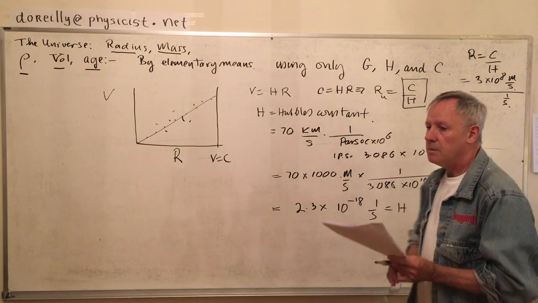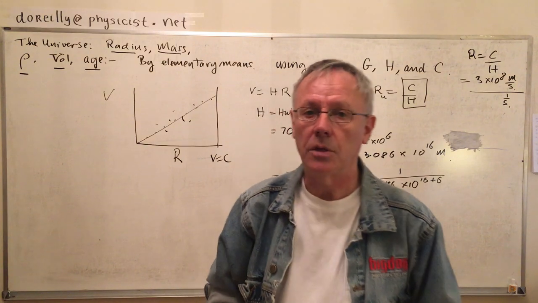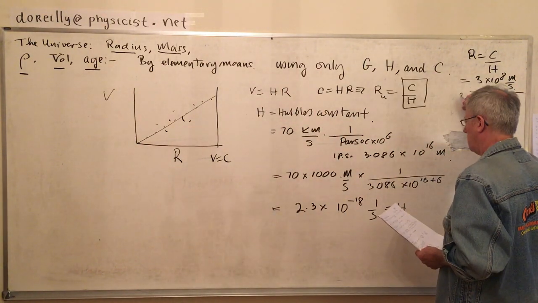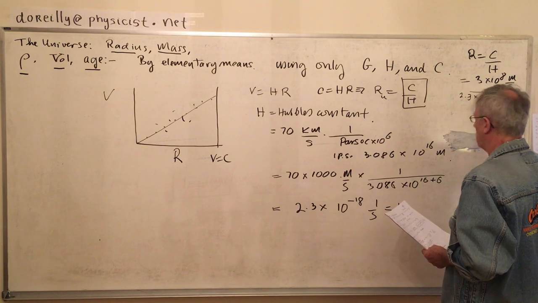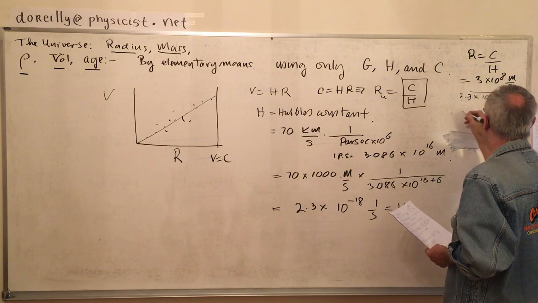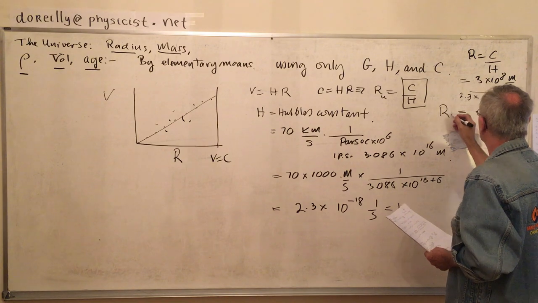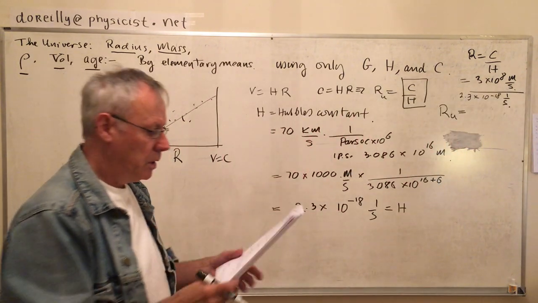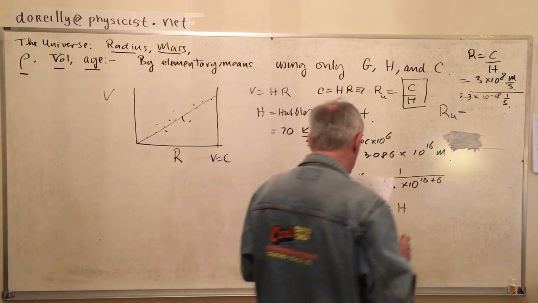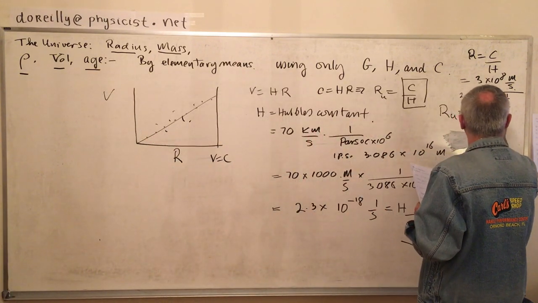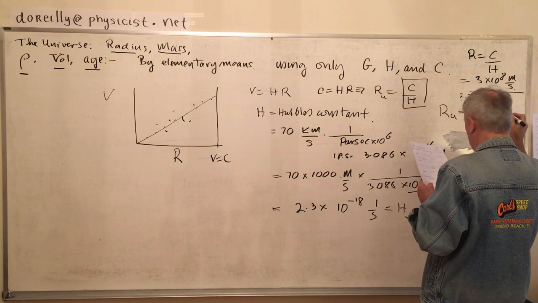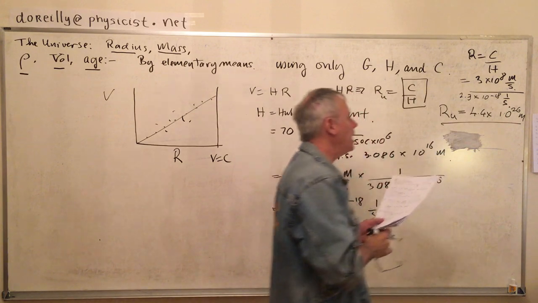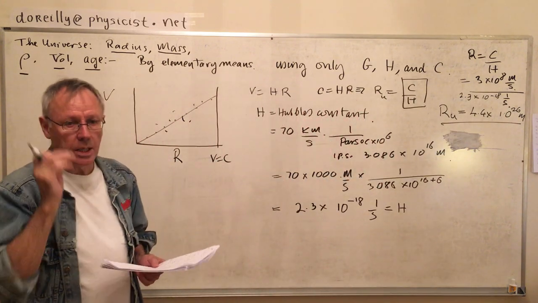By 10 to the power of minus 8 is a much more useful number than the 70 kilometers per second per megaparsec. So let's put that into this equation. So that we get for the universe the speed of light over H, and that works out to be 4.4 by 10 to the power of 26 meters. So get your head around that.